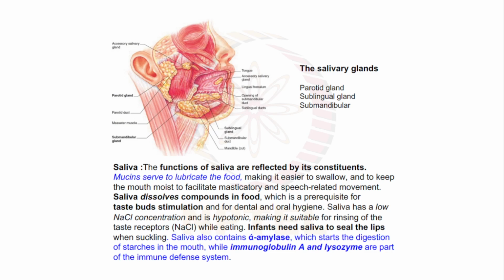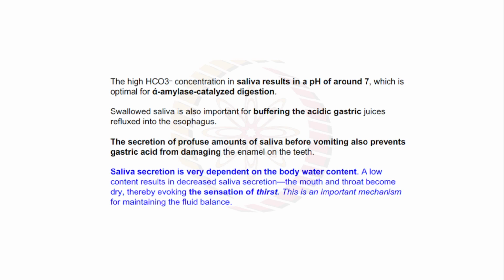And immunoglobulin A and lysozymes are part of the immune defense system. Saliva contains alpha amylase, it contains NaCl, it contains immunoglobulin A, that is IgA, an antibody, and lysozyme. So IgA and lysozyme actually serve a function of the immune defense system. If there is any kind of allergen or any kind of foreign material in the food that is not required by the body and that is not part of the food, then the IgA and lysozyme will take their action then and there only.